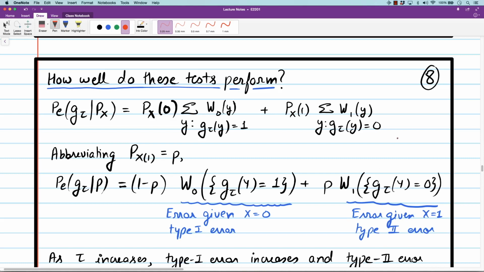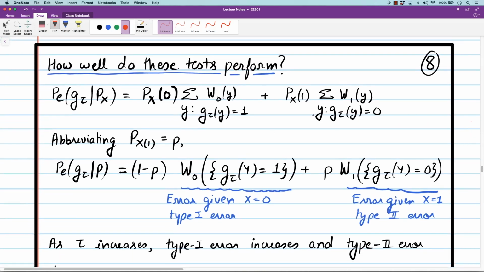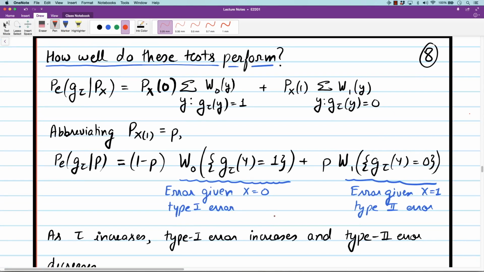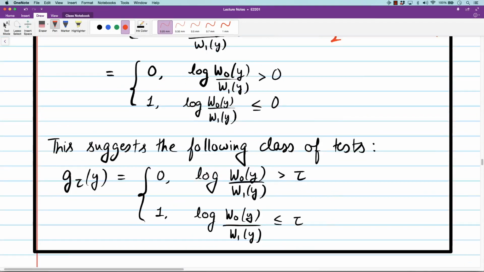So one way to think of the hypothesis testing problem is that it's a decision making problem, but the cost function is this pair, the type 1 error and the type 2 error. We have weighted this with this p to come up with a single cost function, but the actual cost function is a pair. So as tau increases, you can check, as the threshold increases, the type 1 error increases, but the type 2 error decreases. As the threshold increases, you decrease the number of points included in 0.